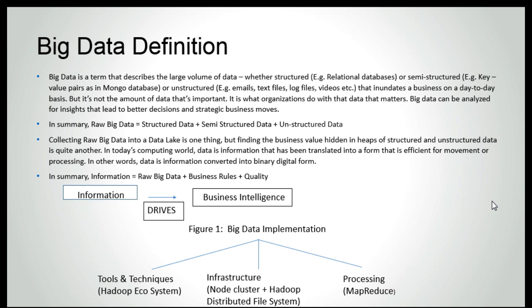Now let us look at how we implement big data. As we know, it has a complex implementation. It comprises the tools and techniques, which is generally referred to as the Hadoop ecosystem, the infrastructure, which is essentially the node cluster and the Hadoop distributed file system, and processing, which is provided by MapReduce.